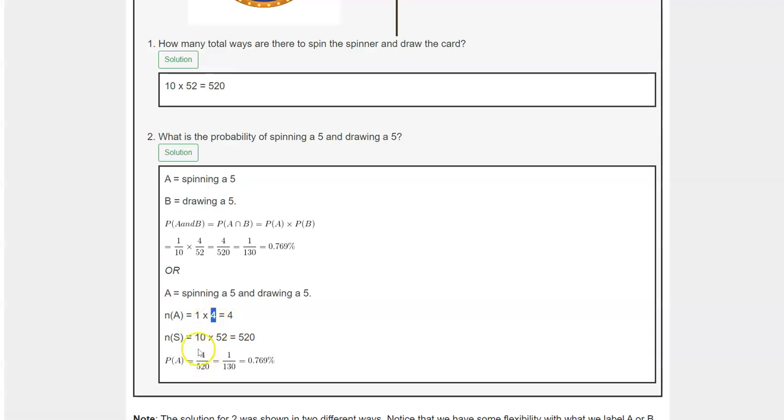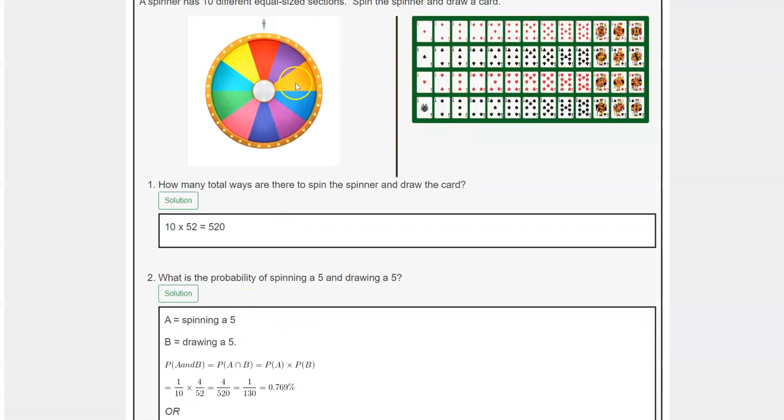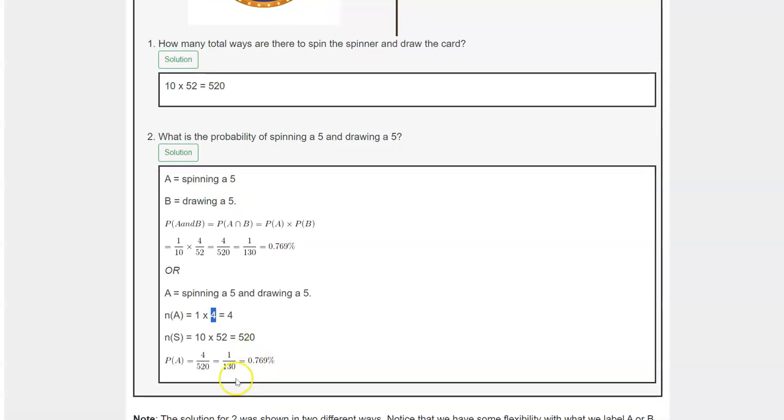That's your numerator. Your denominator is the total number of outcomes. There are 10. If we drew a giant tree, there would be 10 branches for the first one, and 52 branches after each of the 10. So you'd have 520 total branches. For S, it'd be 4 divided by 520.